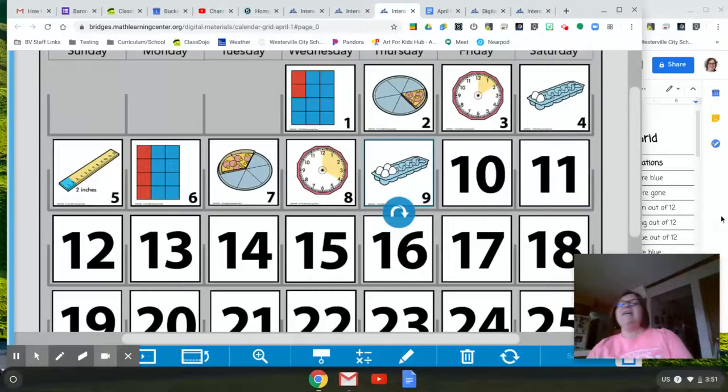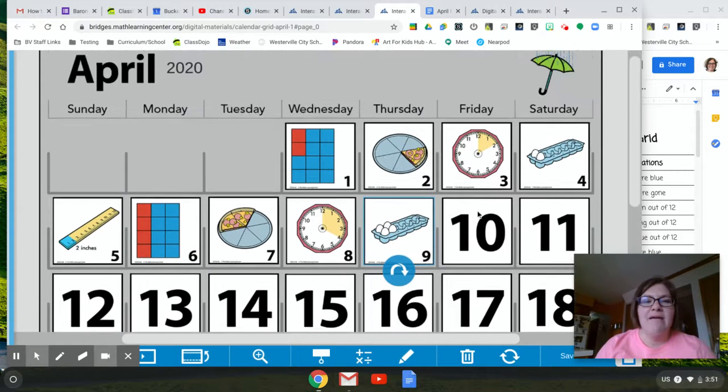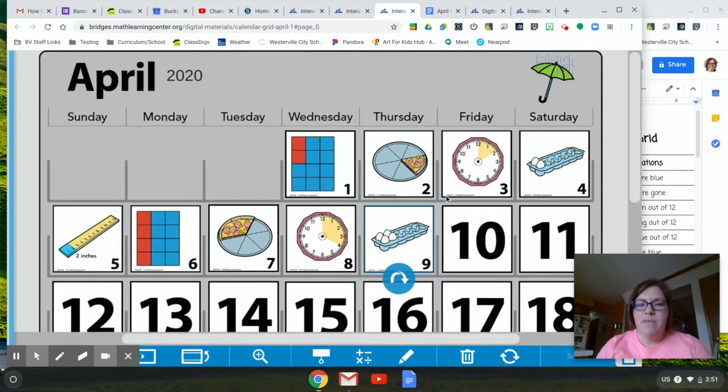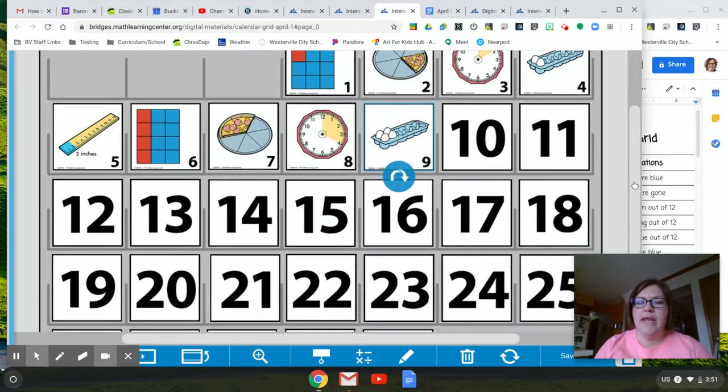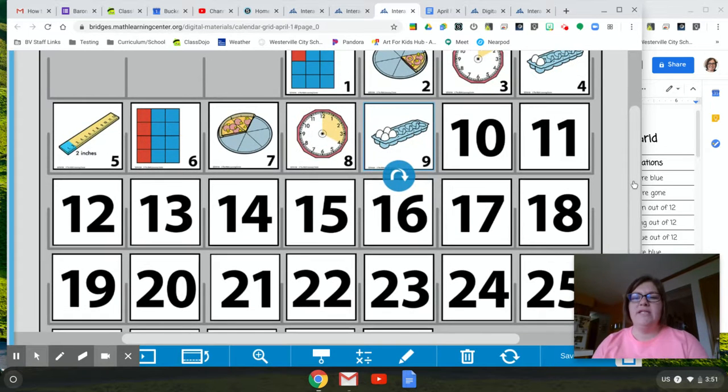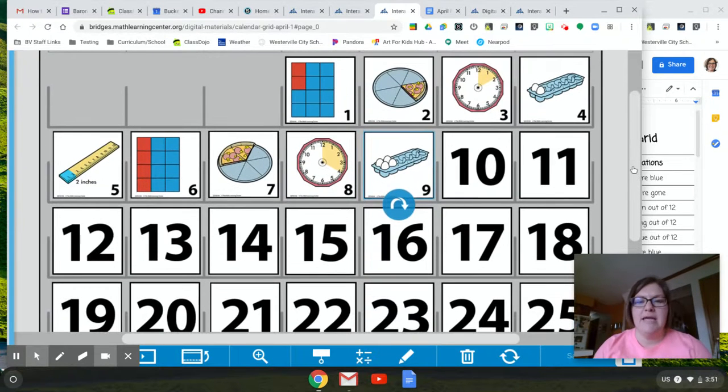Hello, everybody. It's time for Number Corner. So we are in April still. Today is April 10th. It is a Friday. So it is Friday, April 10th, 2020. Take a minute and think about what today's calendar marker might look like.